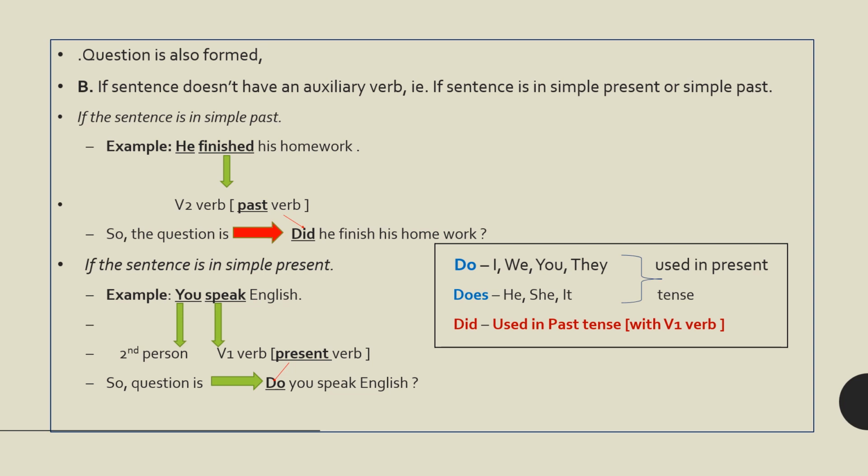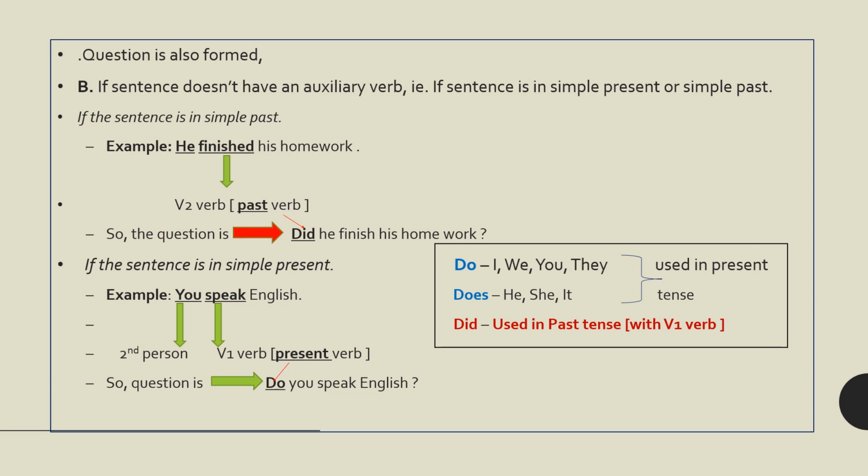Let us observe an example in simple past. He finished his homework. In this example, finished is in simple past and so we have to use did. When did is used, the verb should be in V1 form. So, did he finish his homework?